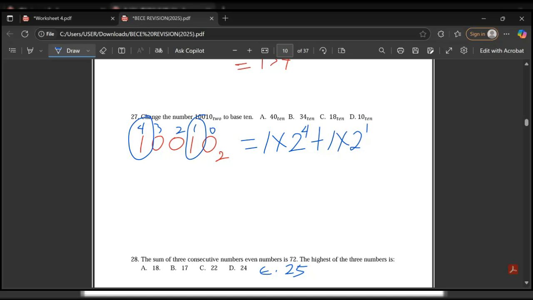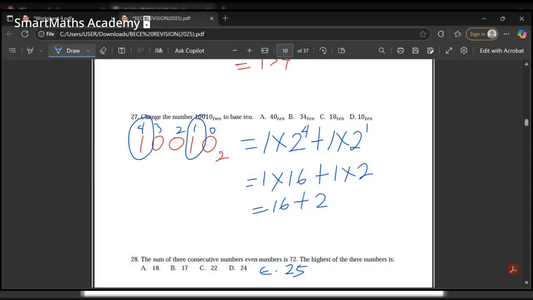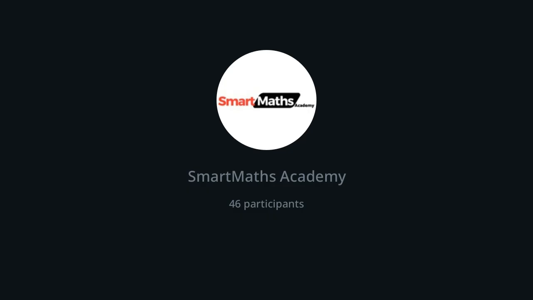So that is 1 times 2 raised to power 4. That is 16 plus 1 times 2. So that is 16 plus 2. That gives 18 base 10. So that is option C. I believe I'm making sense, right? Okay, good.